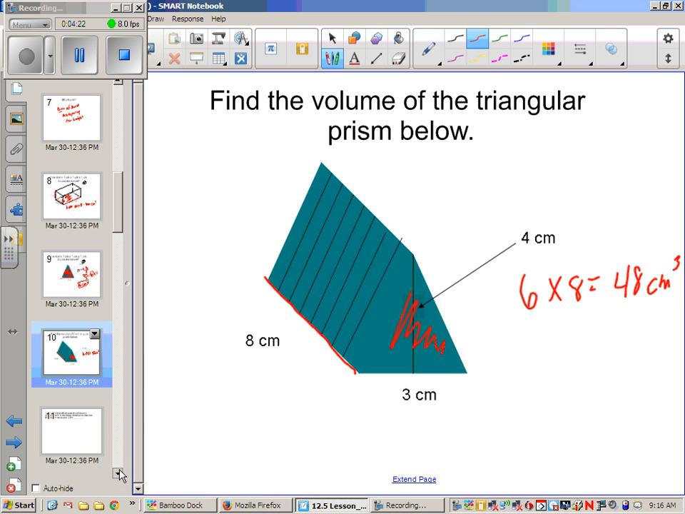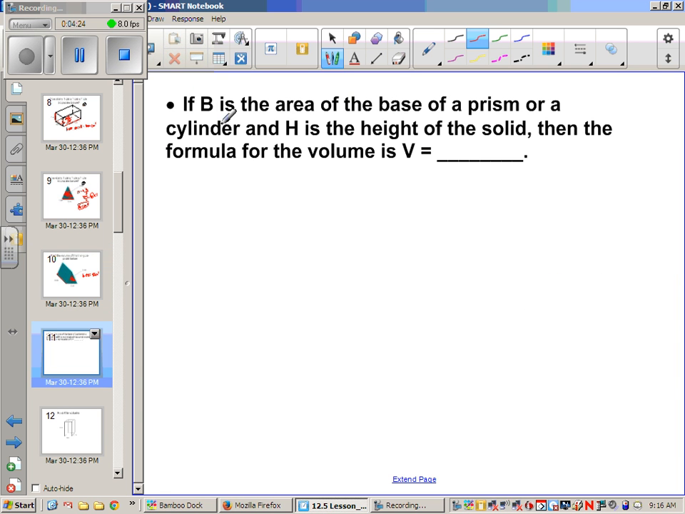All right, so I guess the whole idea of volume is that you find the area of the base and you multiply by the height. So if B is the area of the base of a prism or a cylinder, and the height is the height of the solid, so remember that's from base to base, then the formula for the volume is V equals base times height. And B is the area of the base, and H is, remember, the height, which again goes from base to base even if it's not sitting on it, okay?